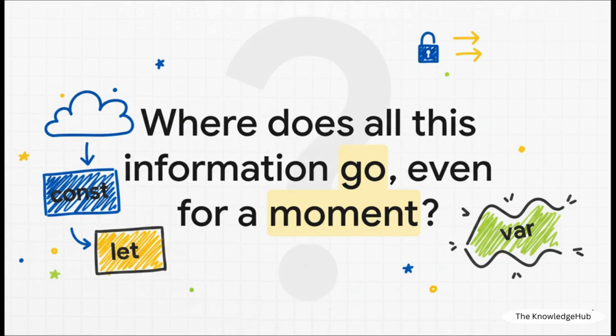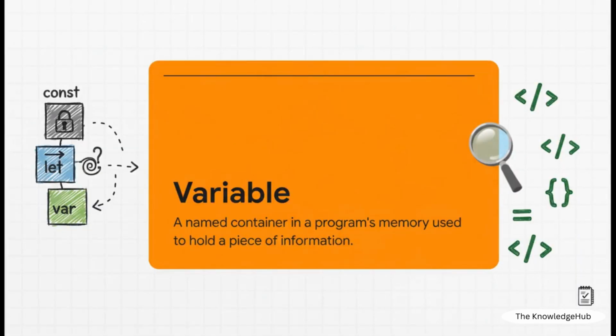So this all leads to a really big fundamental question. Where does all this info, the ID, the email, the password, where does it actually go? Even for just a split second, the program has to hold on to it somewhere. And the answer is a variable. Seriously, the best way to think of it is like a labeled box or a container that sits in your computer's memory. You just give it a name, like user email, and then you pop the piece of data right inside. It's really that simple.